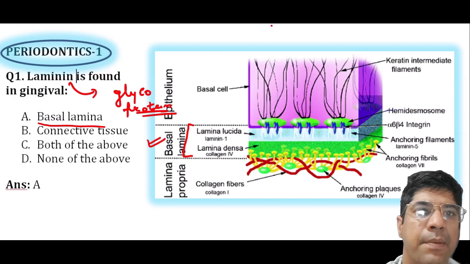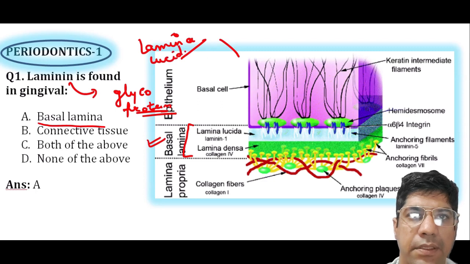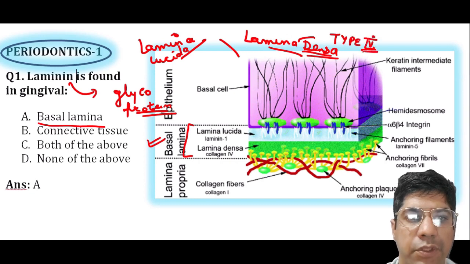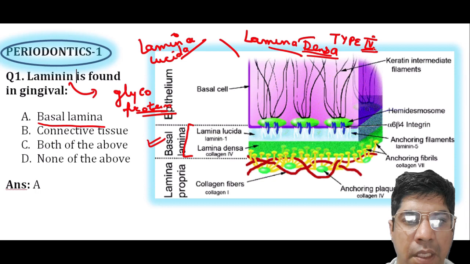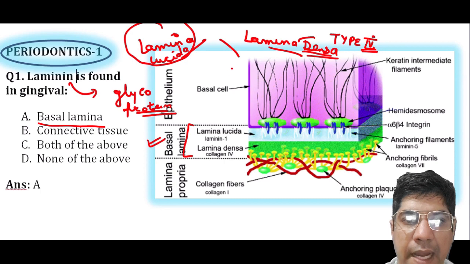We know that the basal lamina consists of the lamina lucida and lamina densa. The lamina densa contains type 4 collagen that contributes to the structural integrity of the basal lamina and provides tensile strength to the tissue. Whereas laminin is mainly seen in the lamina lucida. Laminin is responsible for cell adhesion and anchoring the basal epithelial cells to the basal lamina.